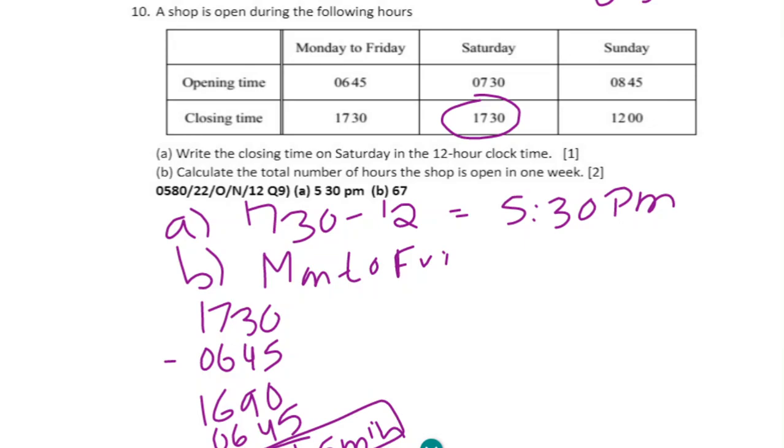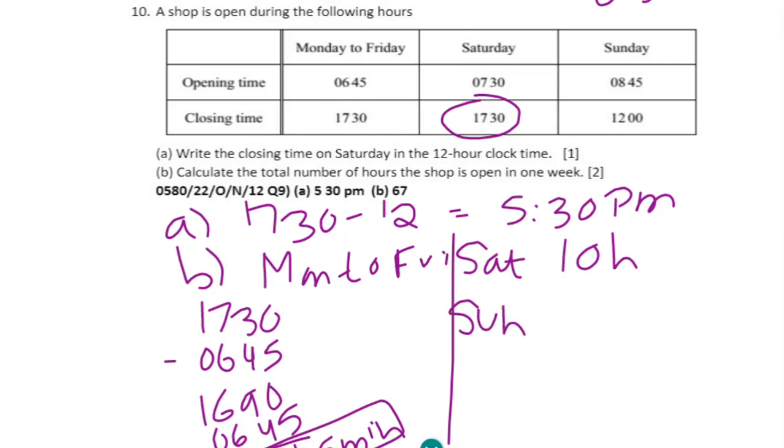Now let's check for Saturday. Saturday is just 10 hours, 17:30 minus 7:30, so 10 hours. On Sunday the shop stays open for 3 hours 15 minutes. We can even do this directly. You don't even have to subtract this, or you may do.